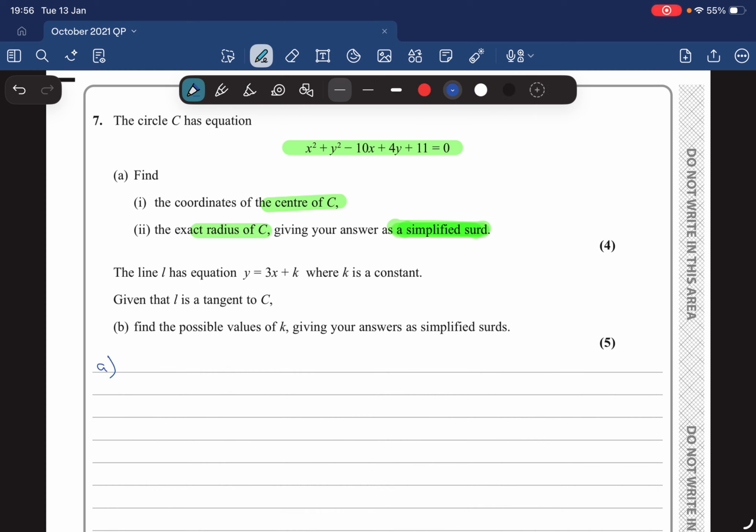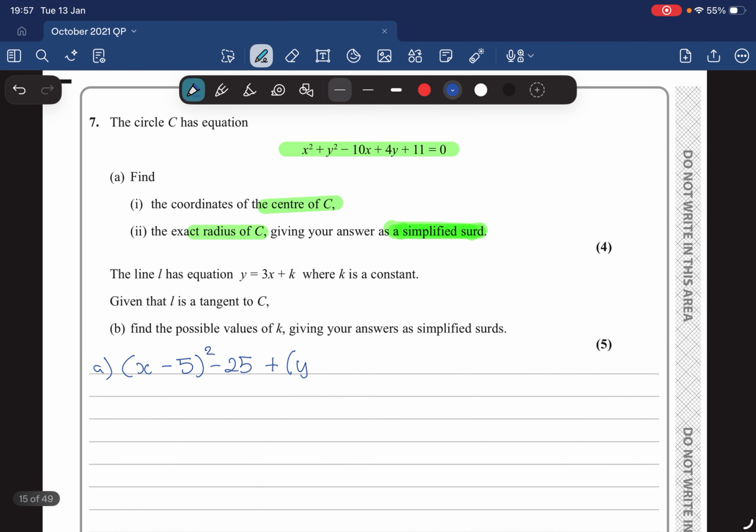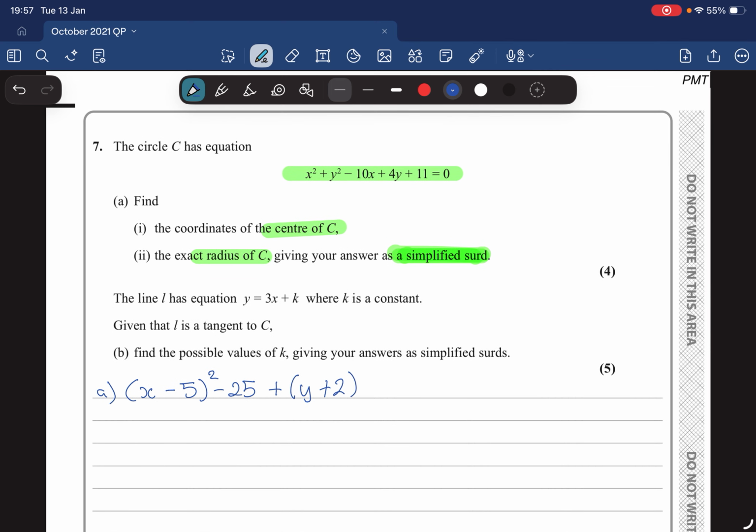Okay, part A, right? x squared plus y squared minus 10x plus 4y plus 11. We would get (x minus 5) squared minus 25 plus (y plus 2) squared minus 4 plus 11 is equal to 0. Tidy it up a little bit, just to make it look more presentable. (x minus 5) squared plus (y plus 2) squared is equal to 18, I believe.